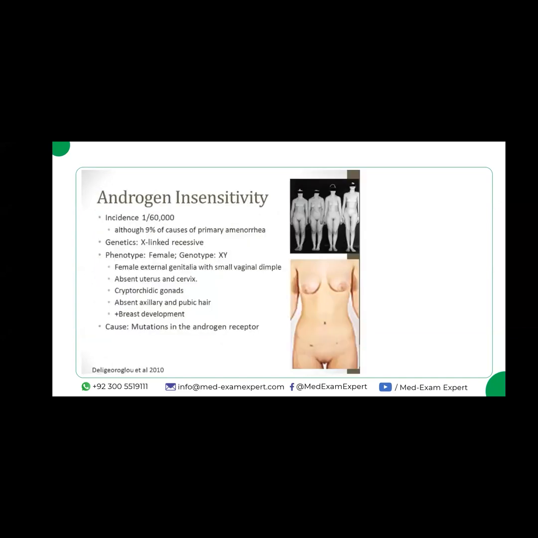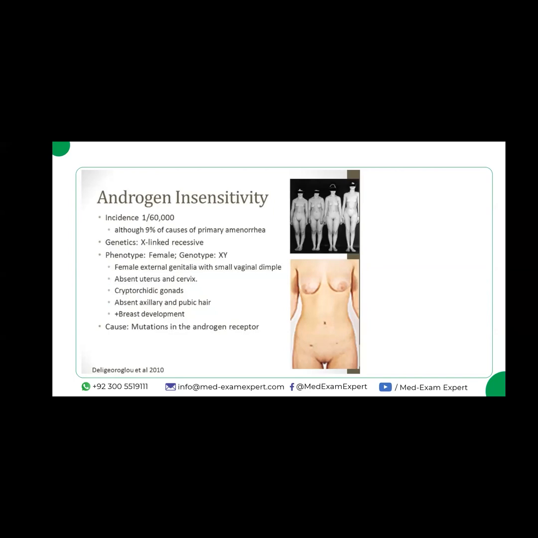Another important cause of primary amenorrhea is androgen insensitivity syndrome, which affects 1 in 50 to 60,000 population. About 9% of causes of primary amenorrhea are linked to this condition. Genetics plays an important role. This is an X-linked recessive condition. Phenotypically, these are tall, beautiful females, and they have the genotype XY. They have female external genitalia with a small vaginal dimple. The uterus is absent. The gonads are present.